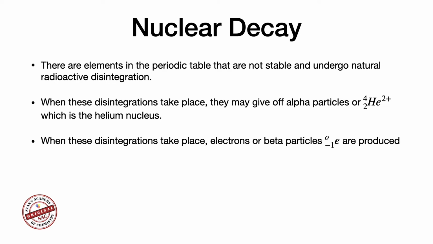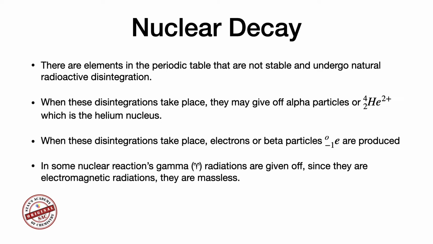Sometimes when these disintegrations take place, instead of alpha particles, they produce beta particles or electrons. Electrons have a -1 charge and the mass number is 0. There is a third case where it may produce an electromagnetic radiation instead of an alpha particle or a beta particle.